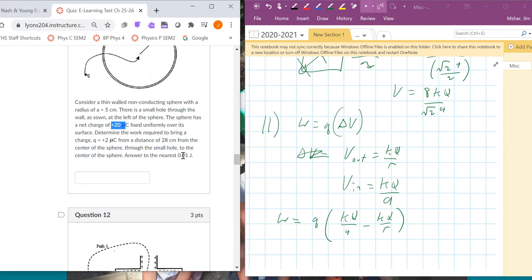A in my example is 5 centimeters. Now, again, I'm going to make it 0.05 meters. And the radius, where am I starting at? That's 0.28 meters. So you plug those numbers in, you'd get the work term. Again, your numbers will be different, but this is the idea.